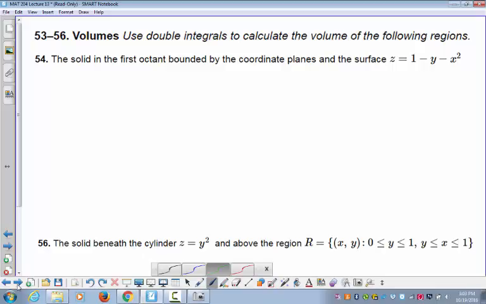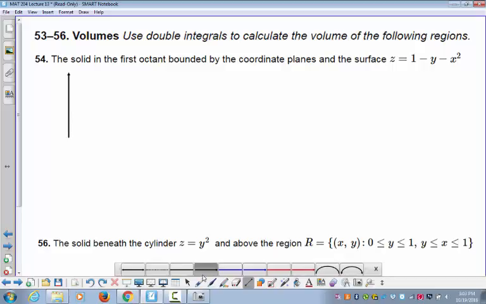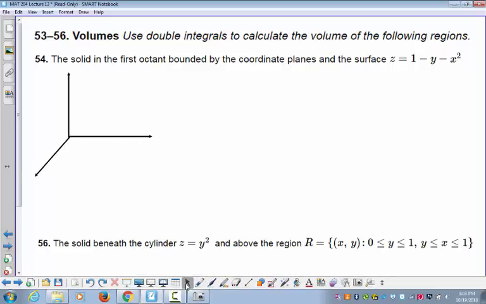Let's see if we can draw it. First, let's go with this left plane over here. So that's x, that's y, that's z. For this left plane, we're letting y be 0. So that's z equals 1 minus x squared, which is going to look sort of like that.